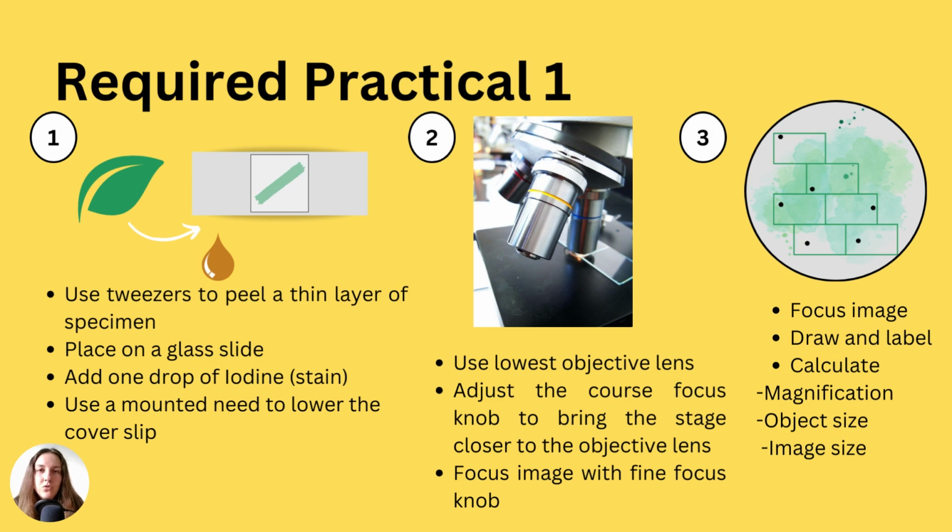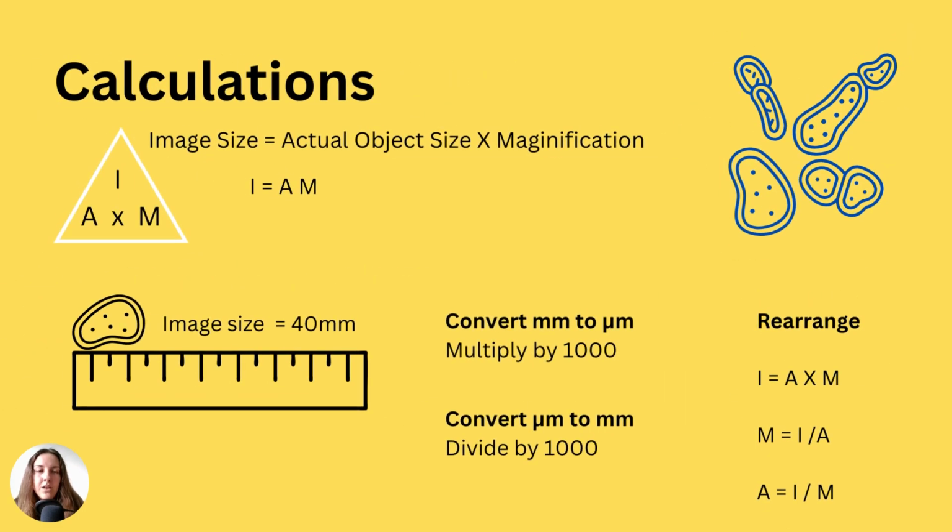Once you have a clear image, you want to draw the image using a pencil and you want to label the image clearly. Remember, if it's a light microscope, you cannot see ribosomes, so be careful not to include that in your answer. You then can also calculate the magnification, object size, and image size of the specimen. So let's do that now.